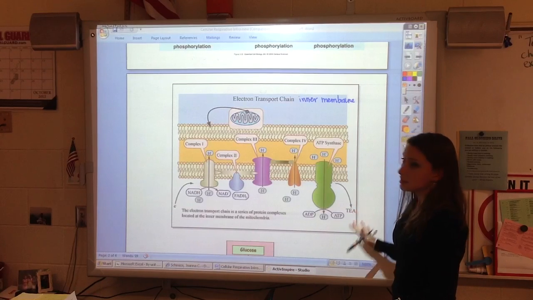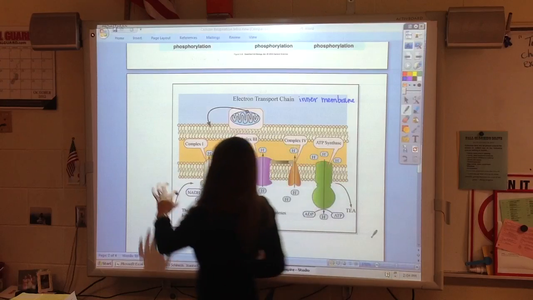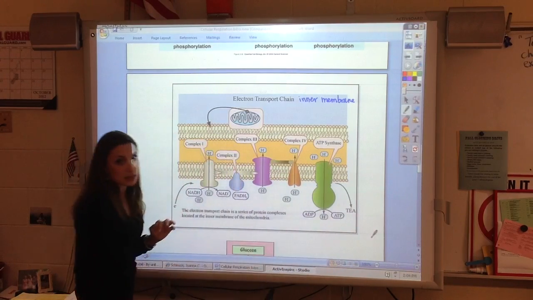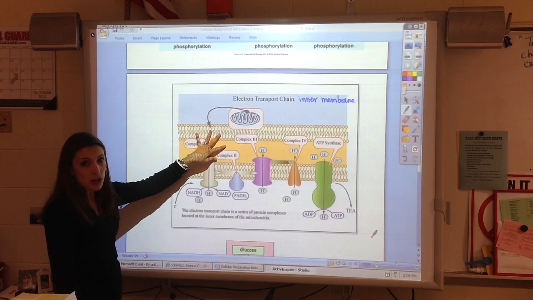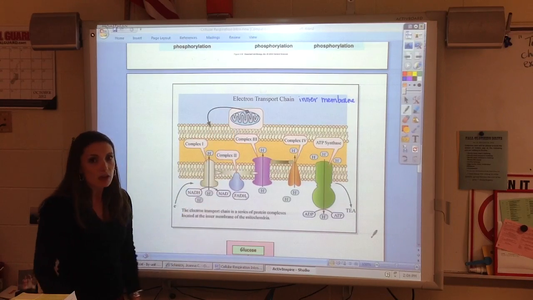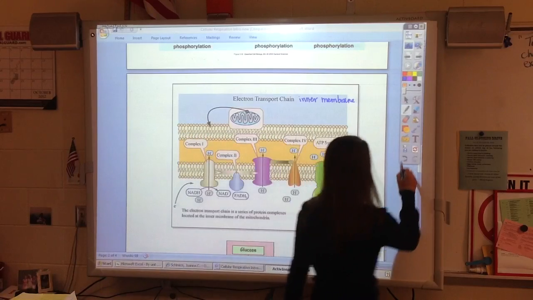So the big idea here is that I use the energy of electrons to eventually make ATP. But we're going to use hydrogen ions, we're going to create a chemical gradient, and we're going to see that that results in the production of ATP.